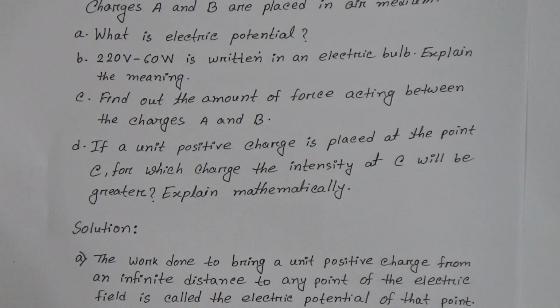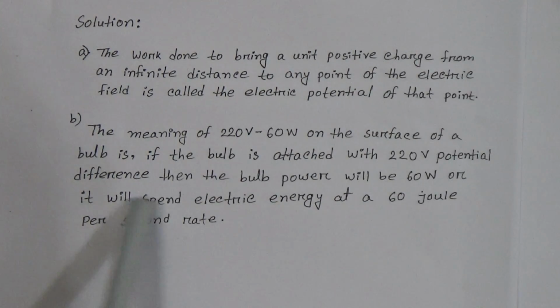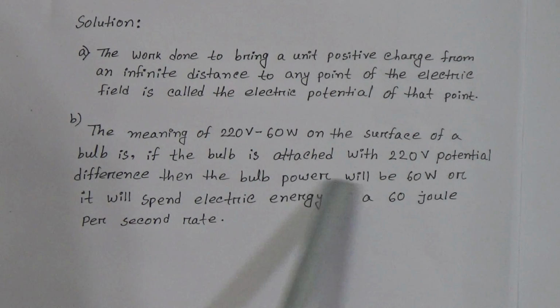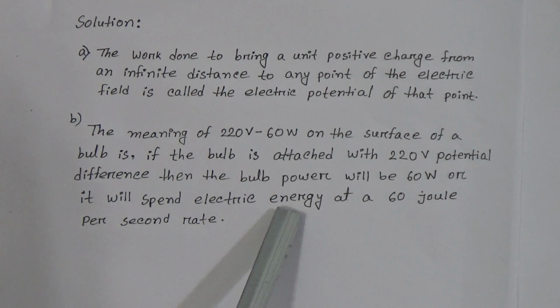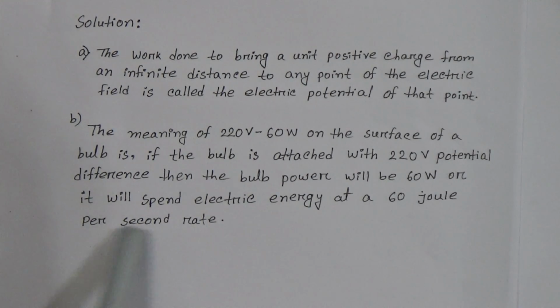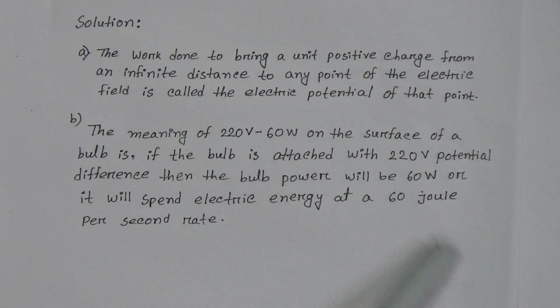The meaning of 220 volt and 60 watt on the surface of a bulb is, if the bulb is attached to a 220 volt potential difference, then the bulb power will be 60 watt, or it will spend electric energy at a rate of 60 joule per second. So my dear students, learn this question and answer properly. This is an important question and answer.